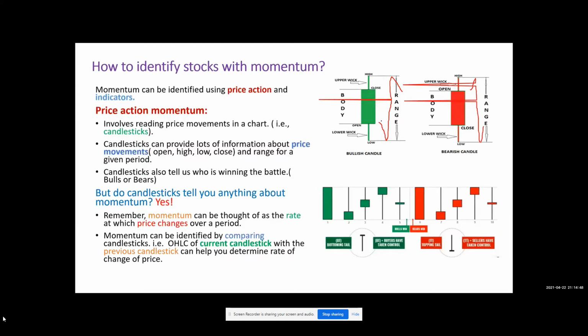Every candlestick gives you information on what happened during that period. It gives you open, high, low, and close. And let me see if I can erase all of this. How do I erase this? Okay.